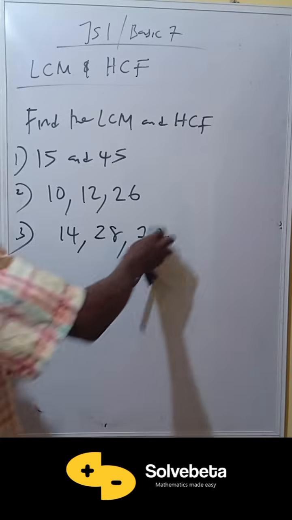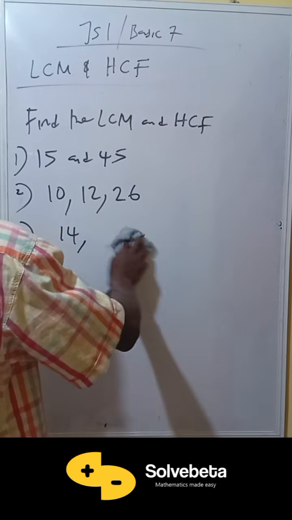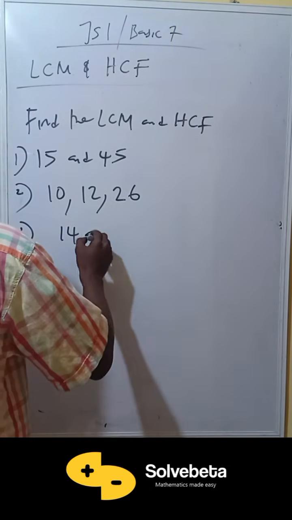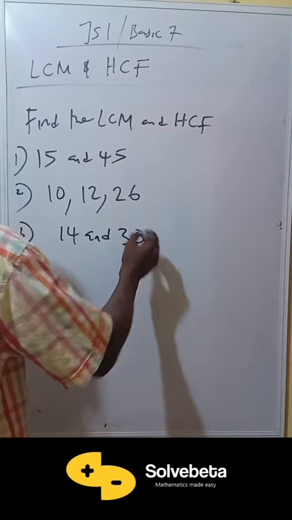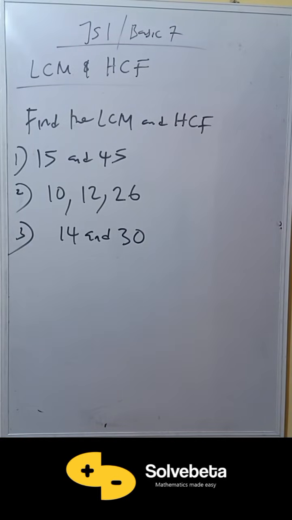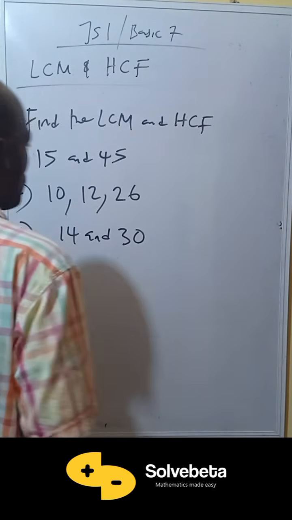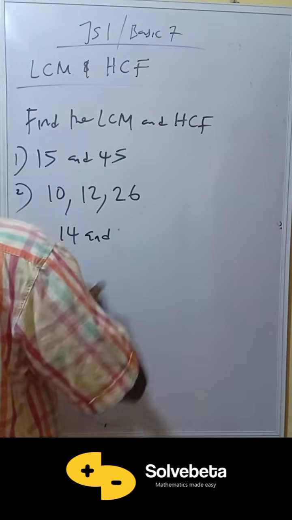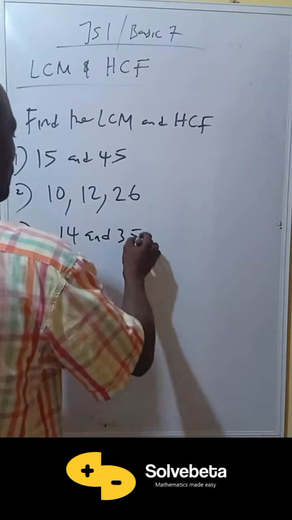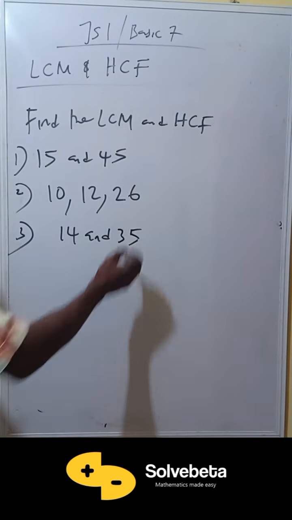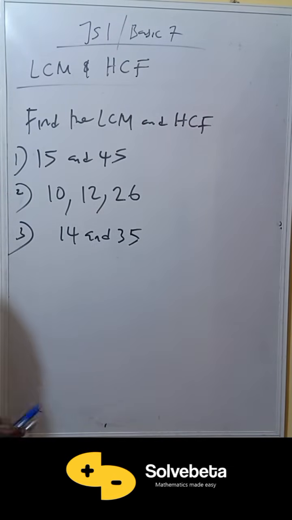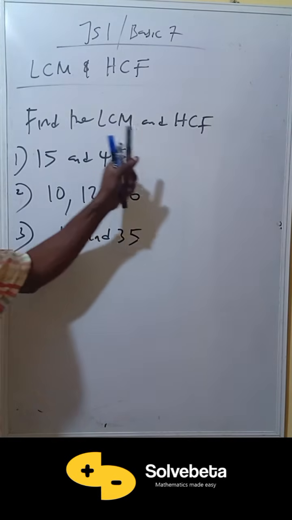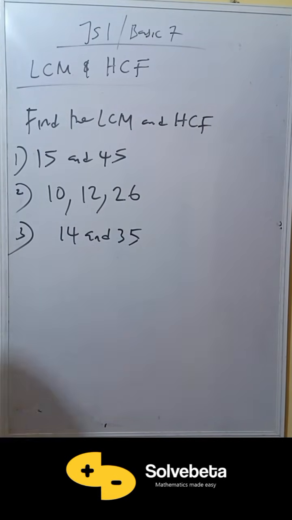Oh, this number is big. JS1 number is big. Then put 14 and 30, and 35. I want to task you. I don't want it to be too simple, I don't want it to be too difficult. So do these 3. Please don't forget you will find the LCM of all of them. Then also find the HCF of the 3 questions.